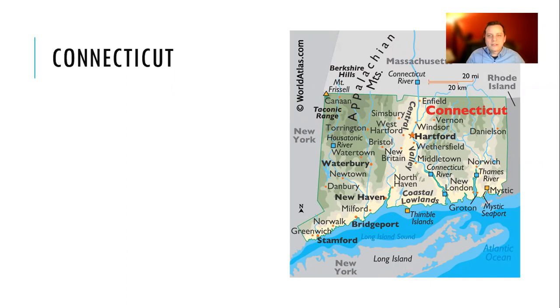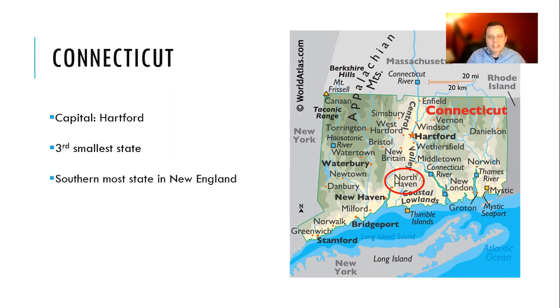Connecticut, another state that is not pronounced the way it looks like it should be pronounced. You don't really say this C, Connecticut, Connecticut. So here we are in Connecticut. It is well, let's take a look. It's the furthest south of New England states. It's the third smallest state in the whole country. Capital city is Hartford.